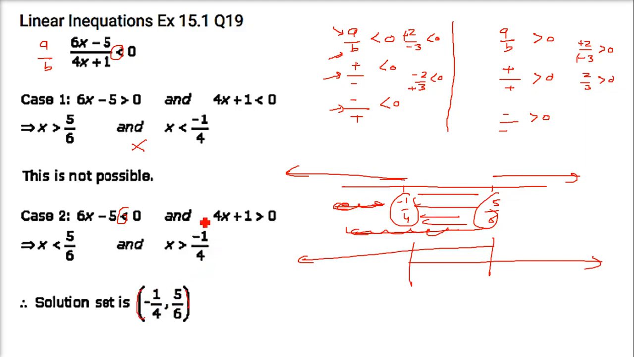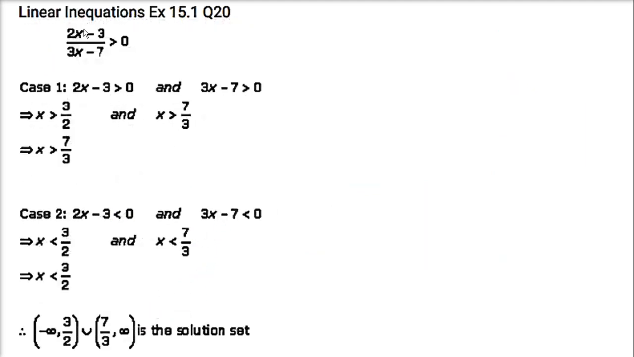So all the upcoming questions are like this. For example, this one. If this is P by Q form or A by B greater than 0, so either this is plus and this is plus, or this is minus and this is minus. So either numerator is greater than 0 and denominator is greater than 0, or numerator is less than 0 and denominator is also less than 0. From here you get x is greater than 3 by 2. Here you get x is greater than 7 by 3.